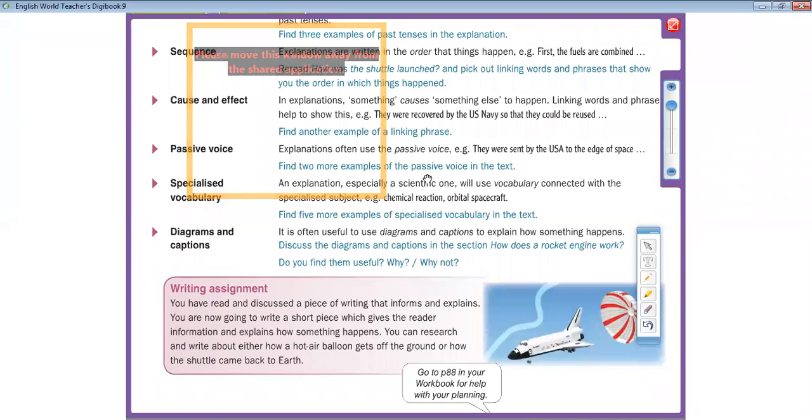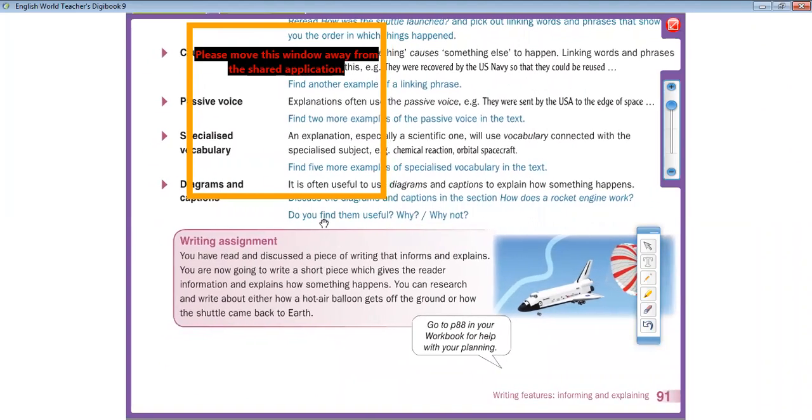So the passive voice, we can also use the passive voice in explanations. Often we use the passive voice. ممكن احنا نستخدم فيه passive voice. ليش? We don't know who did that. They were sent by the USA to the edge of space. We don't know a person, a guy. نحكي by the name of the USA.